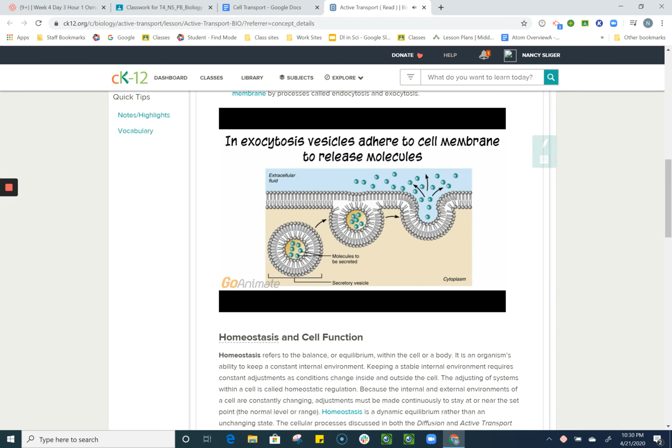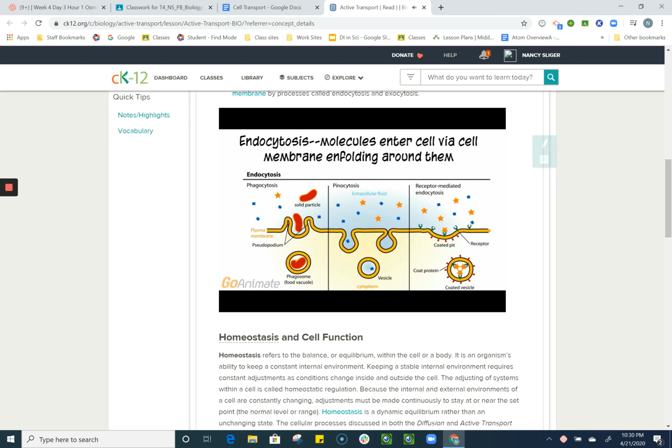Other methods of moving substances in and out of cells include exocytosis and endocytosis. In exocytosis, vesicles inside of the cell adhere to the cell membrane and release substances. Neurotransmitters are released this way. In endocytosis, the cell membrane enfolds around substances to bring them into the cell.